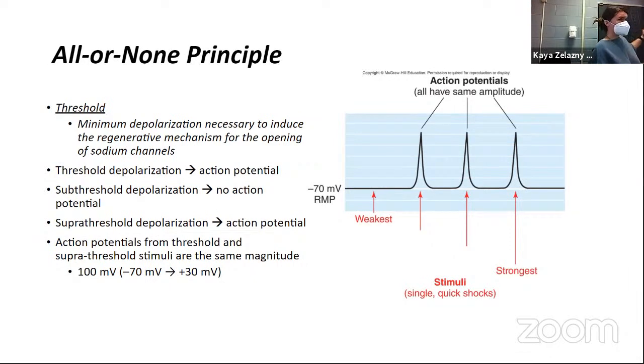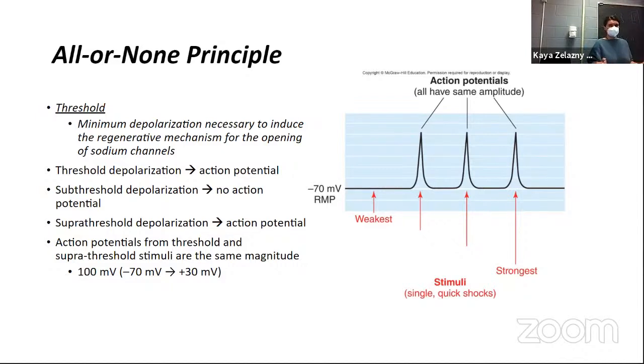It depends on this threshold, right? Our threshold is -55. So that's our minimum. We need to get graded potentials somehow adding up to -55 in order to induce our action potential and kick it off. We call it regenerative because we have kind of positive feedback: some sodium channels opening, more depolarization, more sodium channels open, and then they reset to their original state. It happens no matter what, so long as we get to -55.